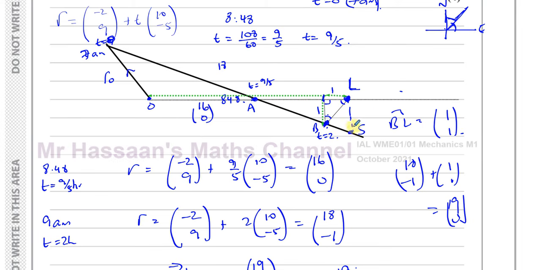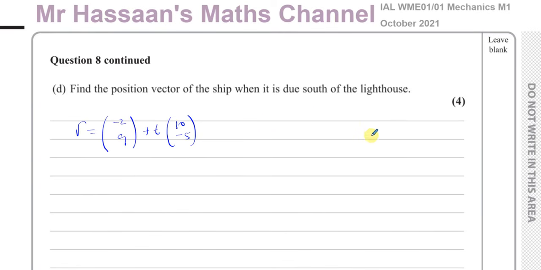The lighthouse has position vector 19, 0. Let me just go back. So the lighthouse is here. The ship is due south of the lighthouse. The lighthouse has the vector from O to L, which is 19, 0, and the ship is going to have a position vector, which we have to find, and it's due south of the lighthouse. So when it's due south of the lighthouse, the position vector of the ship is going to be basically having the same I component.